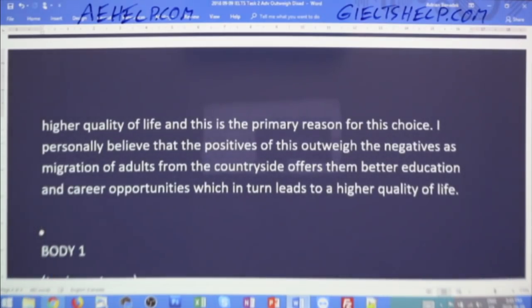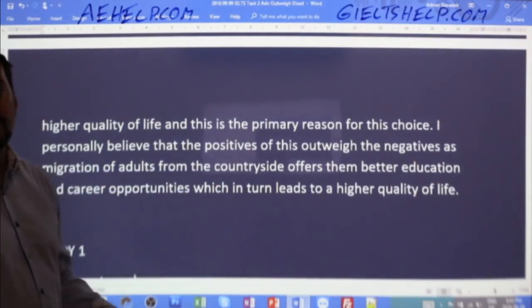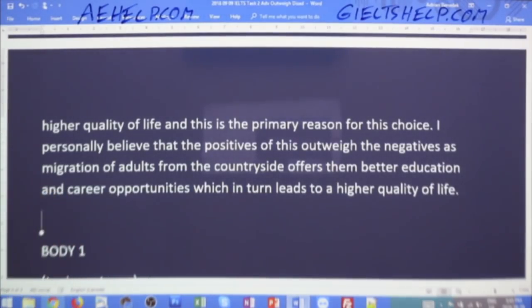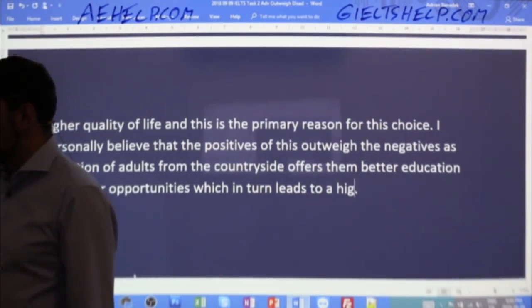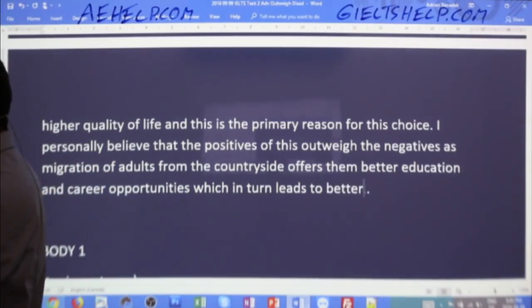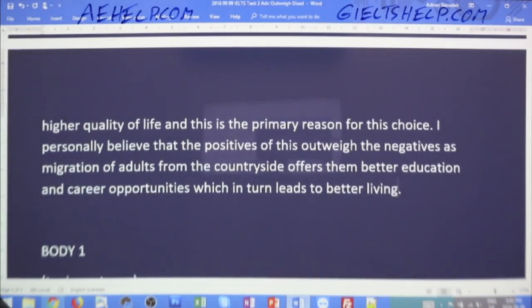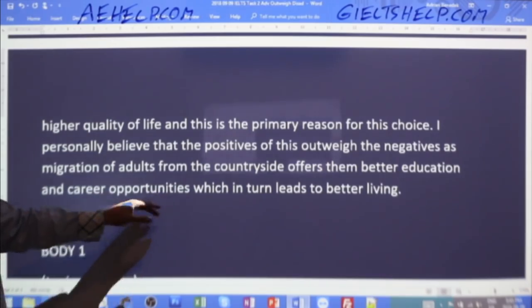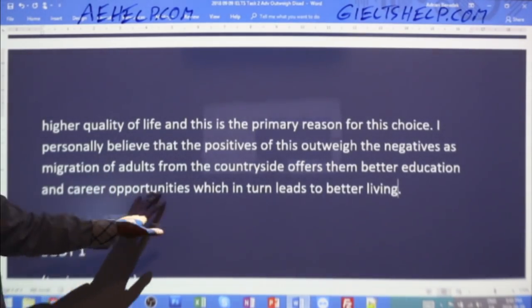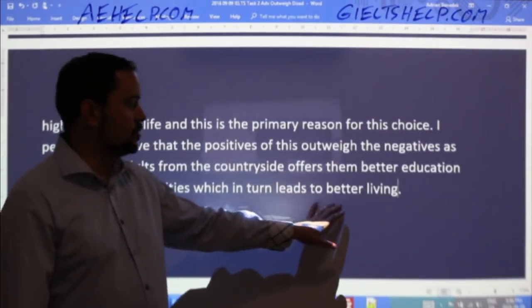What do I want to change? So what should I change to make this a band 9 and make it even better? There's something that's a little bit redundant, so I should change that. What should I change? Well, change repeating words. So, which in turn leads to a higher quality of life, which in turn leads to better living. All you have to do is just a little simple paraphrase there, okay? So, which in turn leads to better living. And that's it. That's fine. Now, you have your two key points, the better educational opportunities, and you have the career opportunities, and then of course you have to connect those to better living.